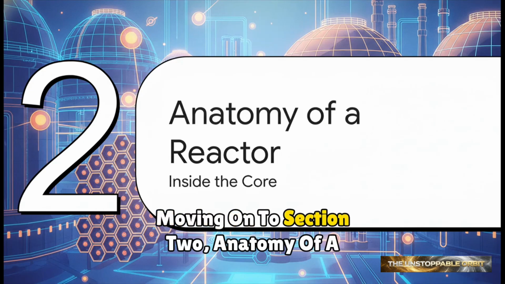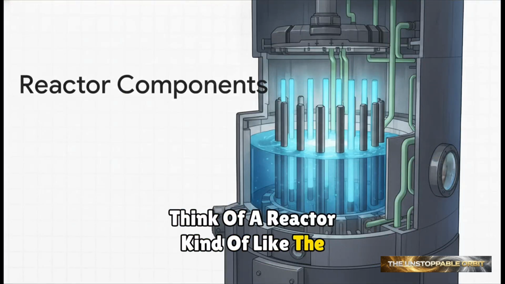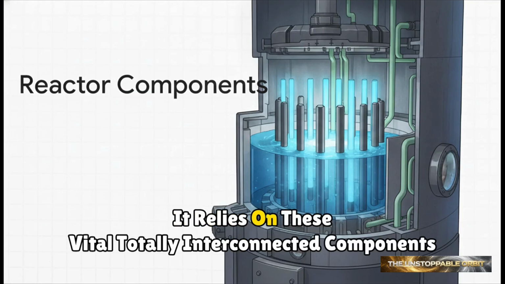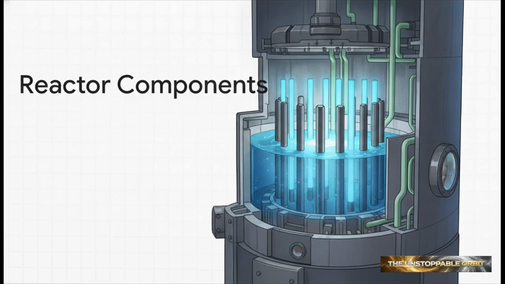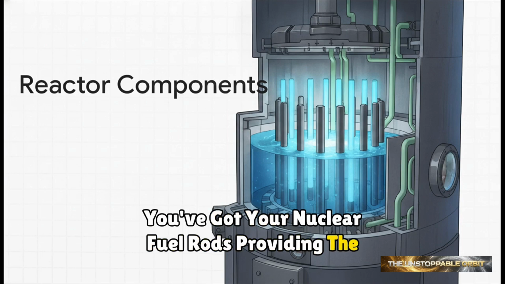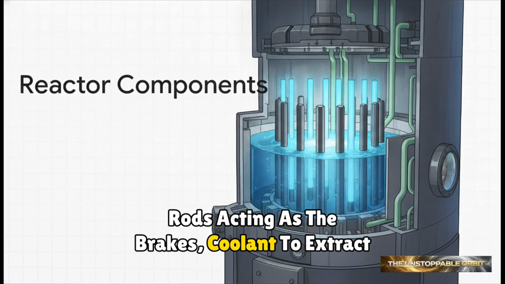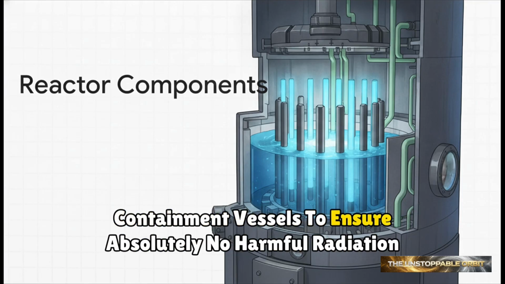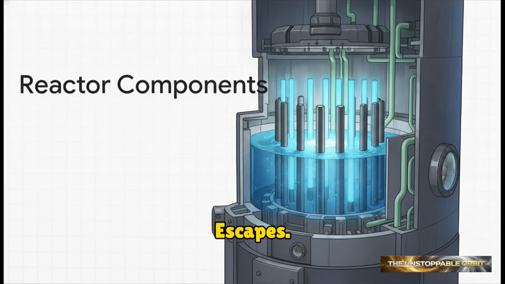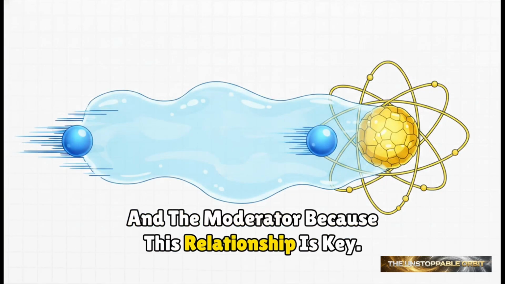Moving on to Section 2, anatomy of a reactor. Think of a reactor kind of like the organs in the human body. It relies on these vital, totally interconnected components working perfectly together to function safely. You've got your nuclear fuel rods providing the energy, a moderator to slow things down, control rods acting as the brakes, coolant to extract the heat, and of course robust shielding and containment vessels to ensure absolutely no harmful radiation escapes. Let's look a little closer at the fuel and the moderator, because this relationship is key.